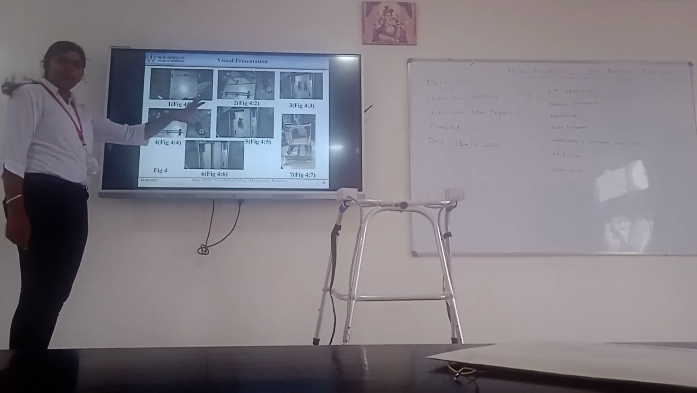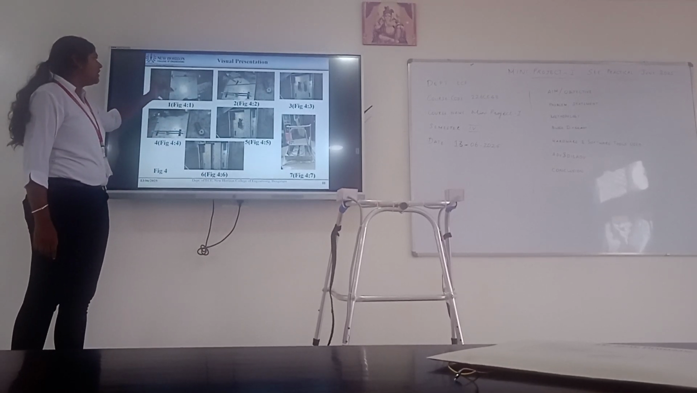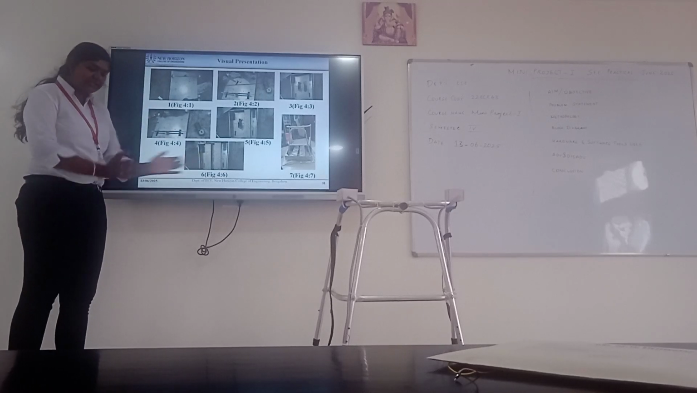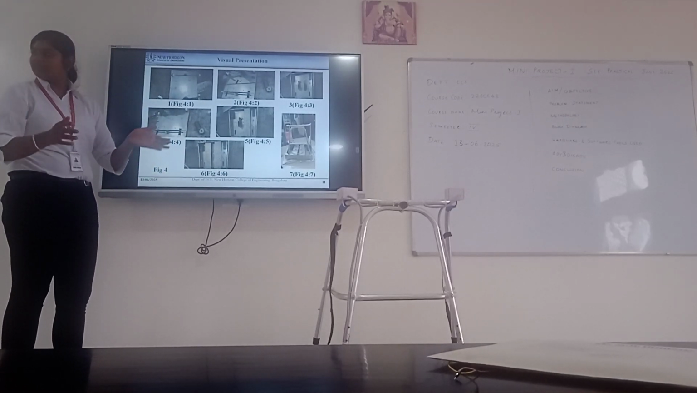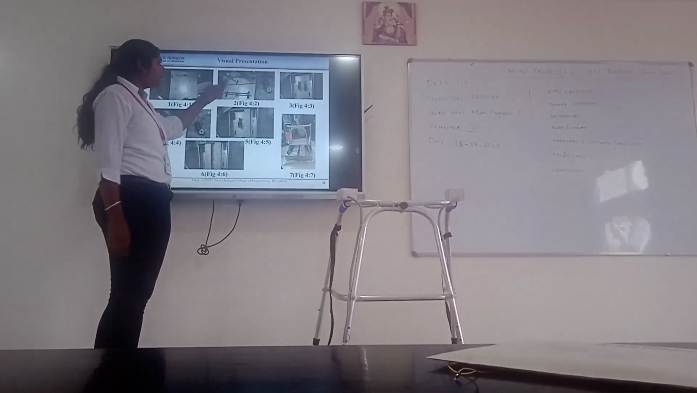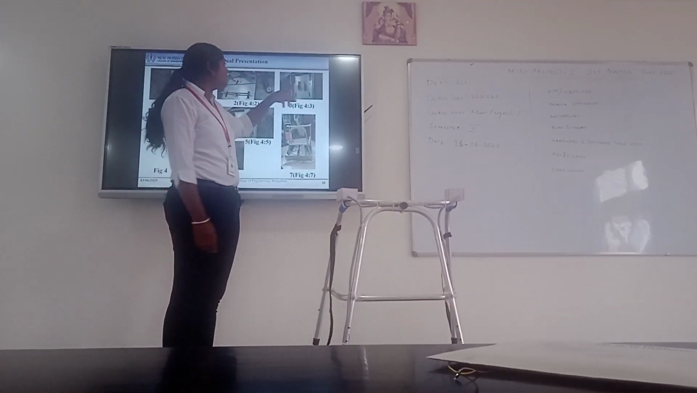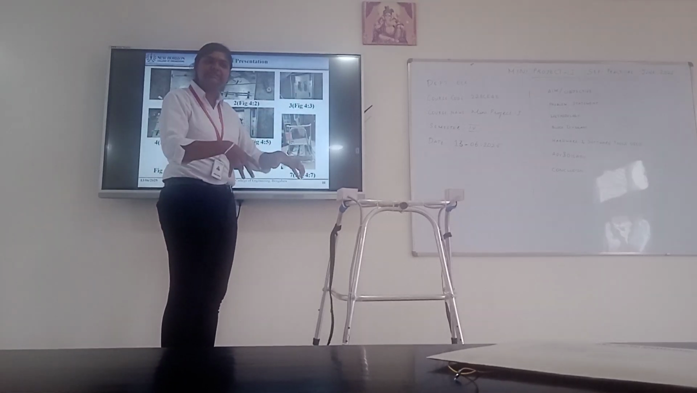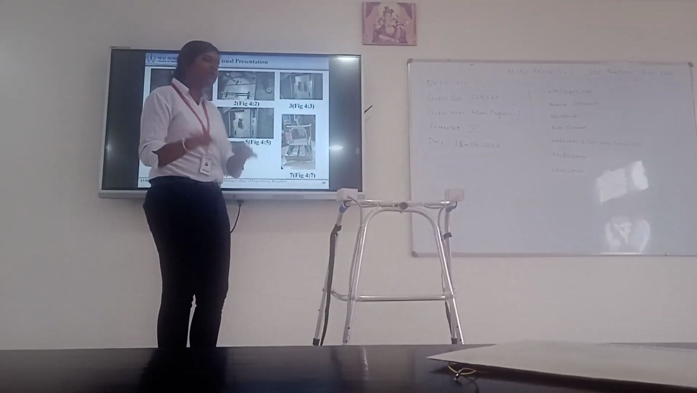Then this is the project visual representation. First we connected our front wheel and checked whether it can move in directions or not. Second, we connected the back wheel. Then we kept the components and checked the placement of each and every component.